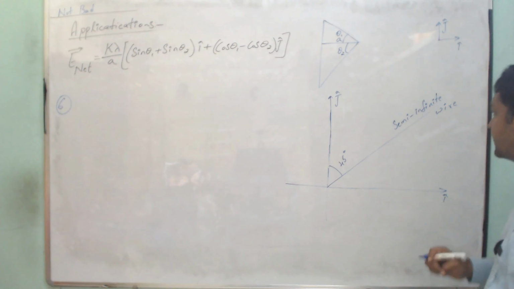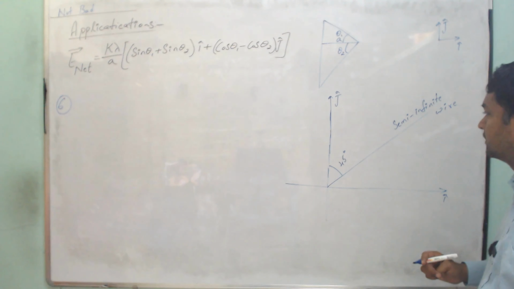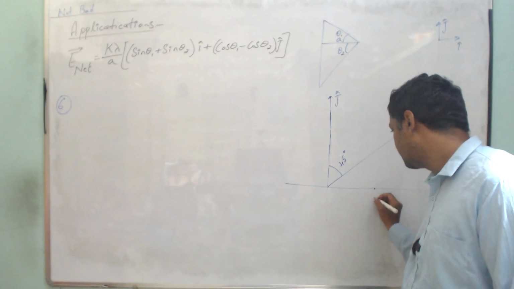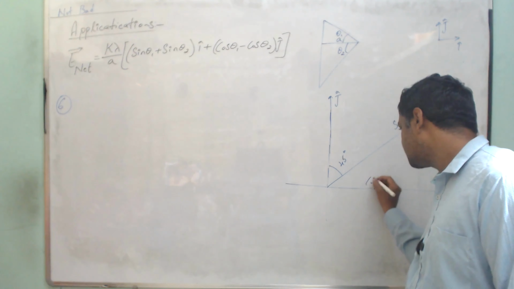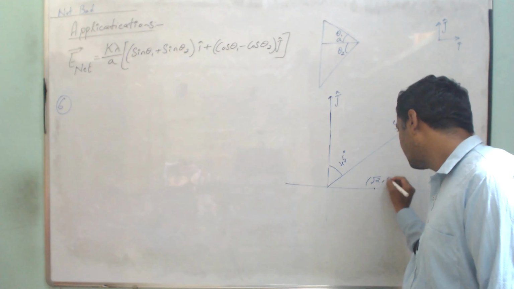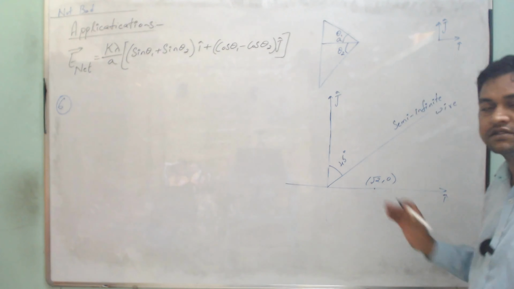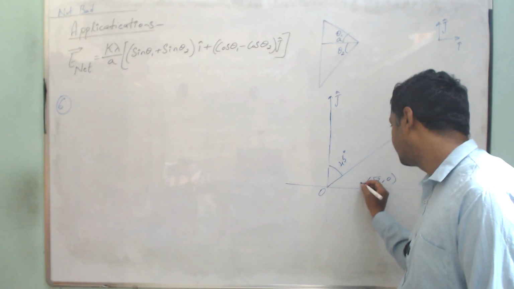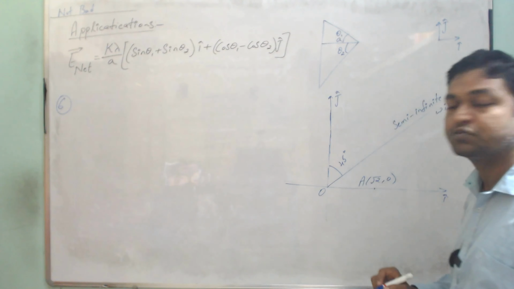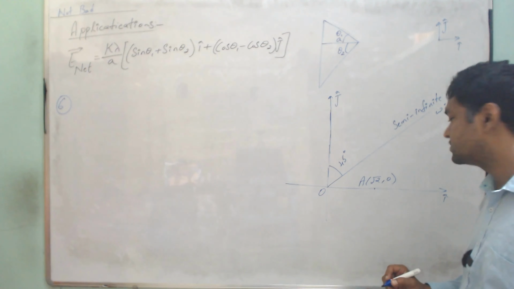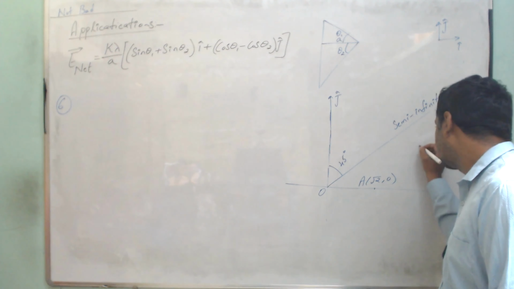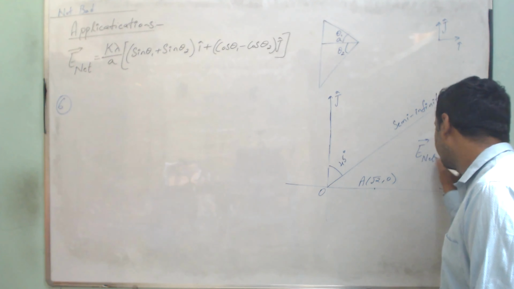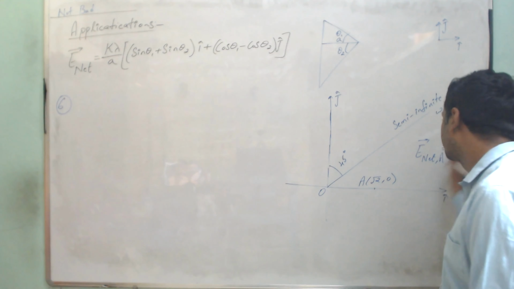We need to find the electric field at a point (root 2, 0) on the x-axis. So this is origin O, which is (0, 0), and let's say this is point A, (root 2, 0). Find the net electric field at point A. I will solve this.